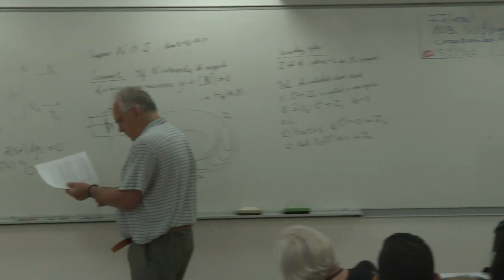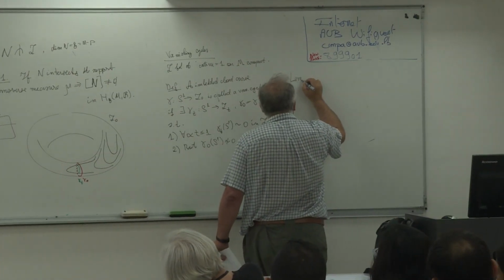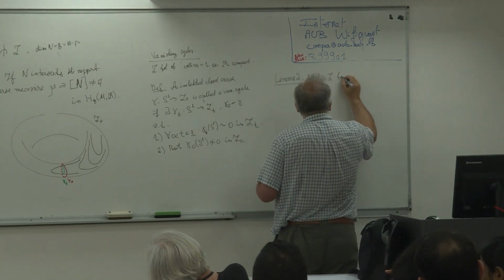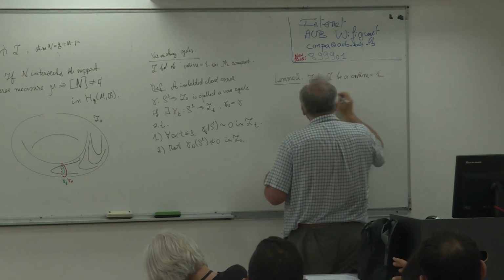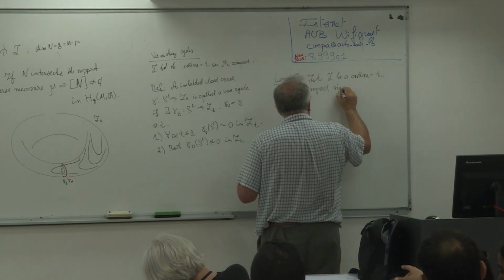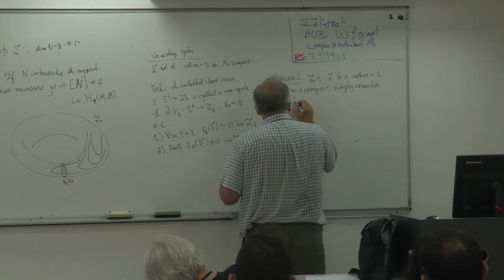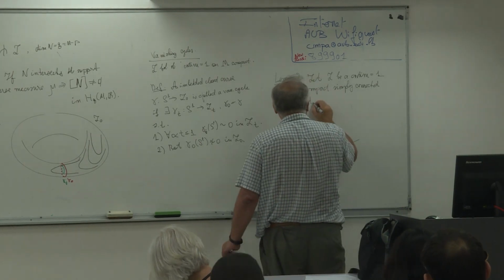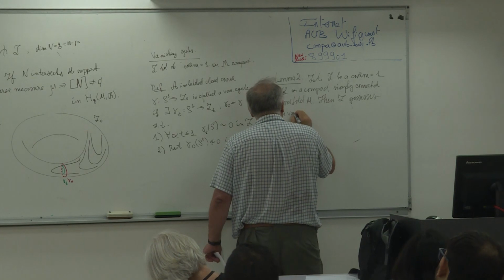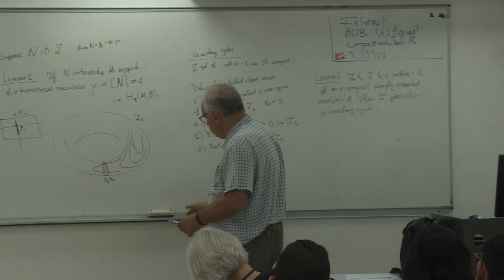Lemma 2. Let L be a codimension 1 foliation on a compact, simply connected manifold M. Then L possesses a vanishing circle. Okay, now let me briefly explain the proof.